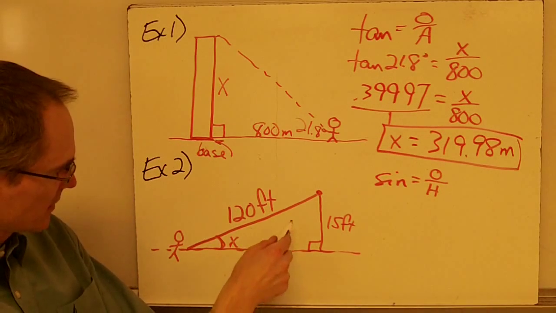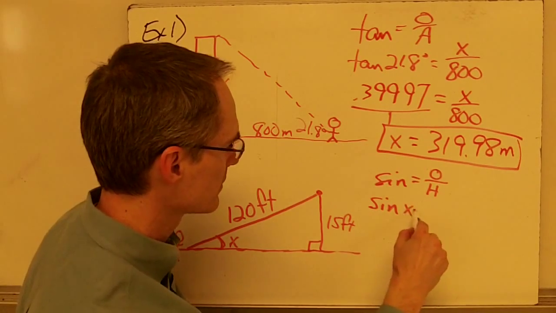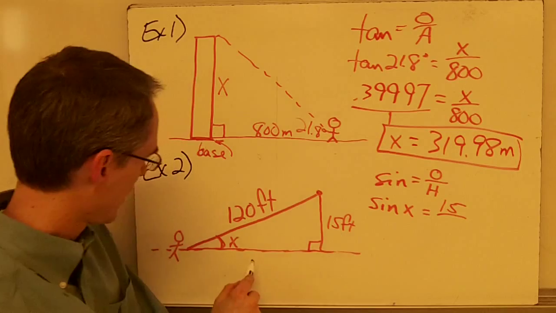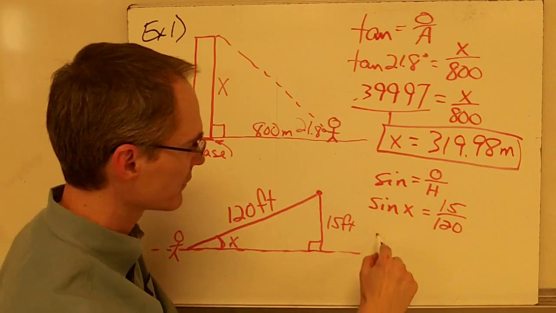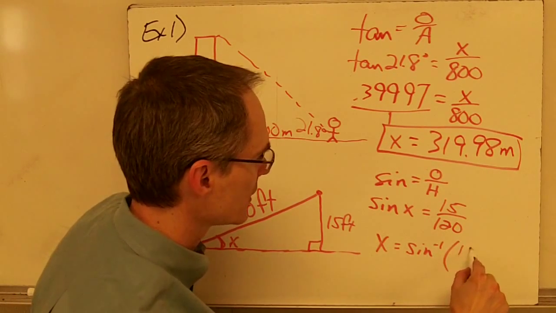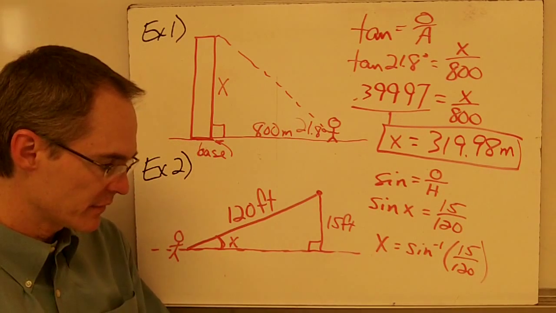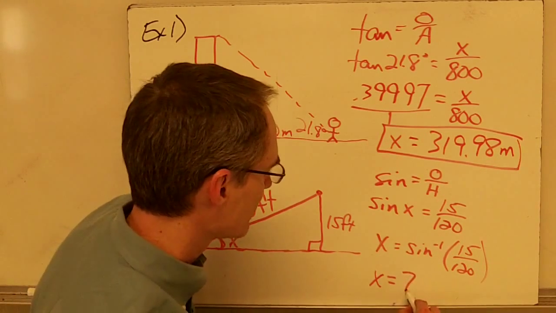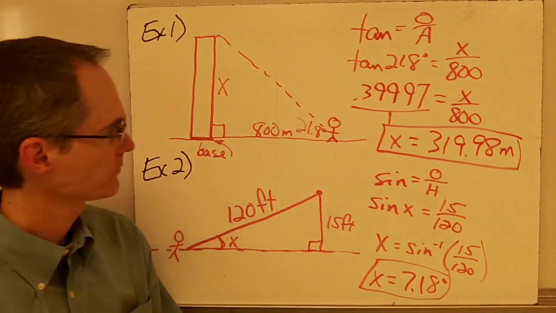Now I just fill in the values from my triangle. Sine of what angle? X equals opposite, which is 15, over hypotenuse, which is 120. And since I'm looking for an angle, I'm going to use my inverse sine. So I want inverse sine of 15 over 120. And the inverse sine of 15 over 120, if I punch that into my calculator, I get 7.18 degrees.